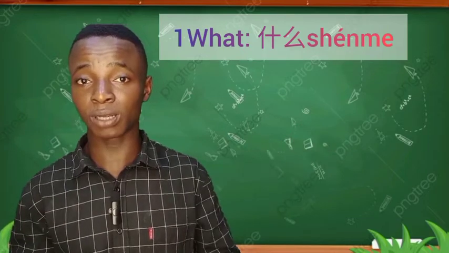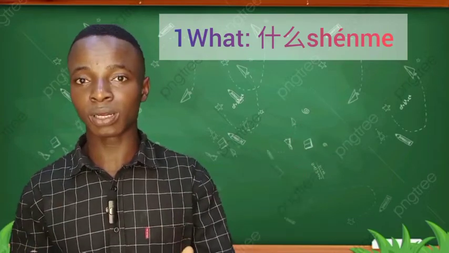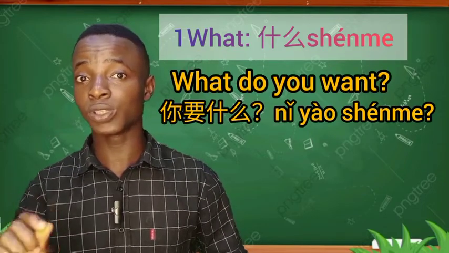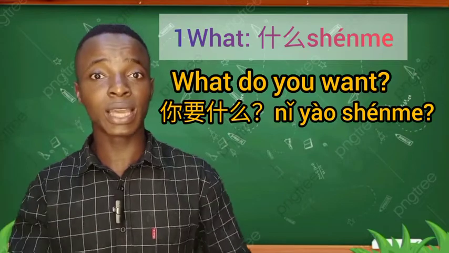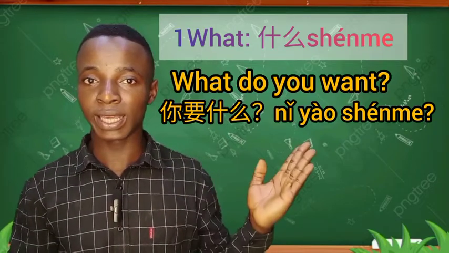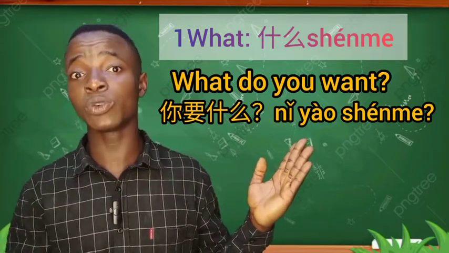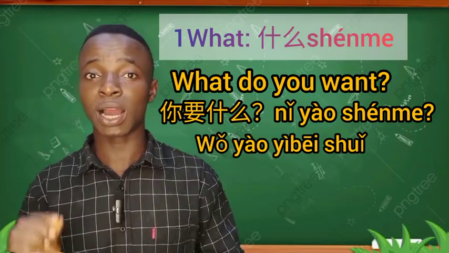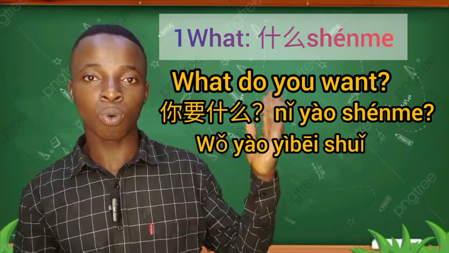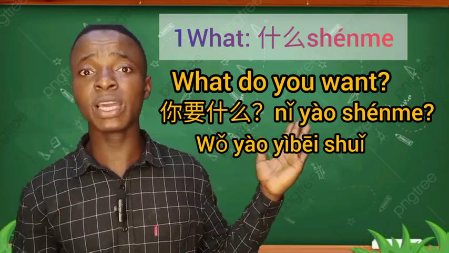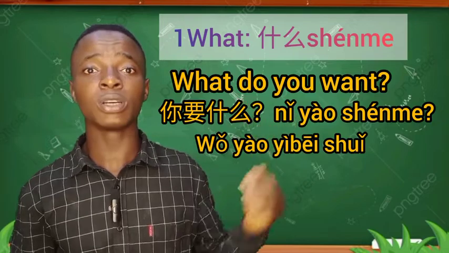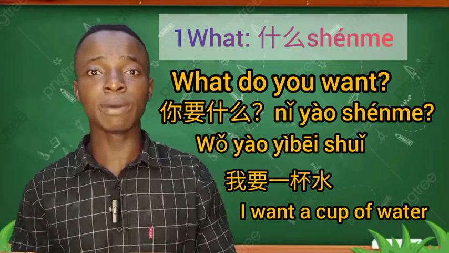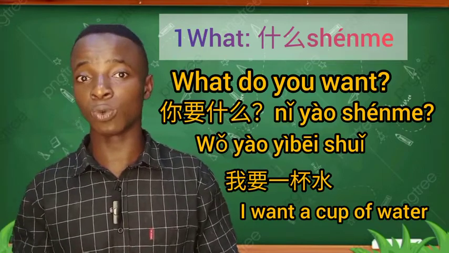For example, number 1, what? 什么? And we asked a question. What do you want? 你要什么? Right now, I want a cup of water. 我要一杯水。I want a cup of water. 一杯 is a cup, 水 water.